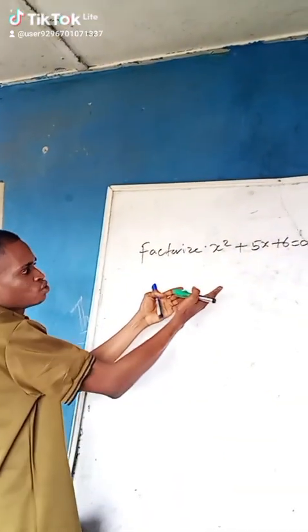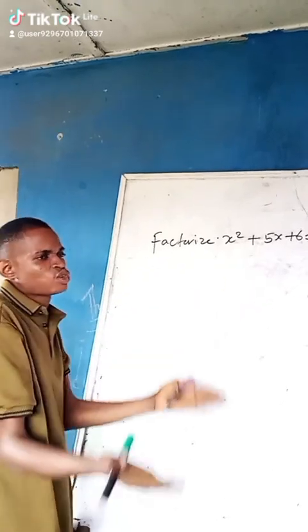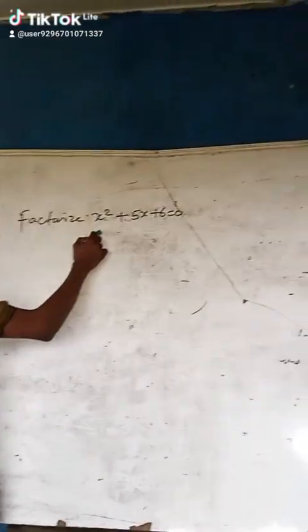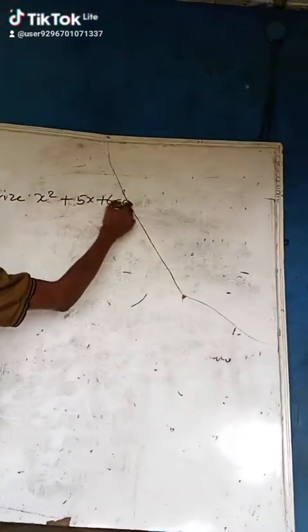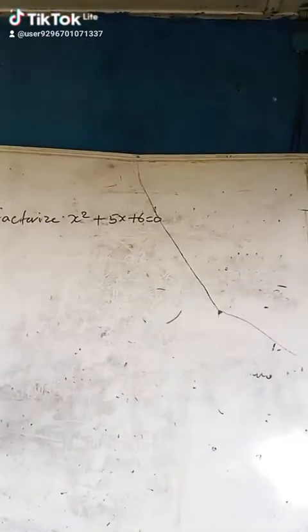I want you to listen to this simple question. It's very easy to solve. Now we have x squared plus 5x plus 6 equals 0. How can we express this problem? Now let us solve.